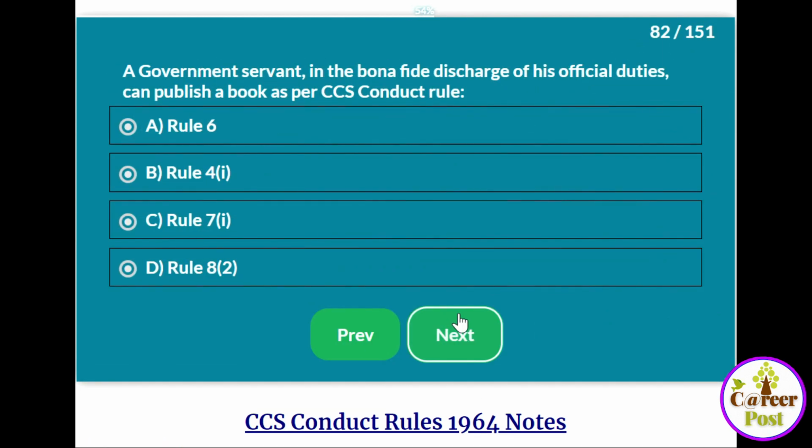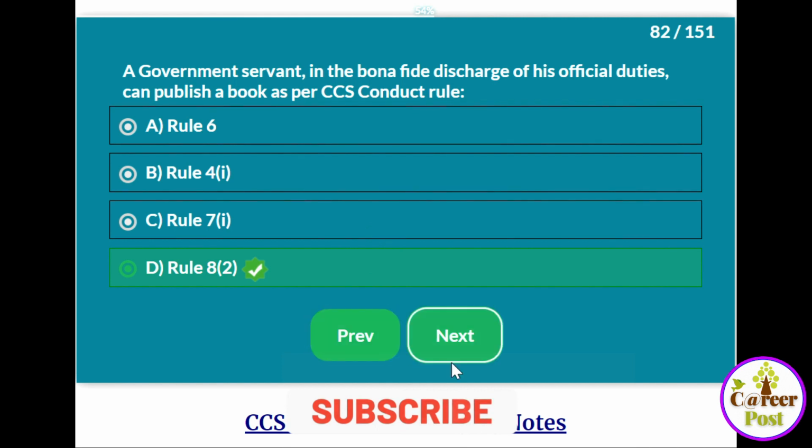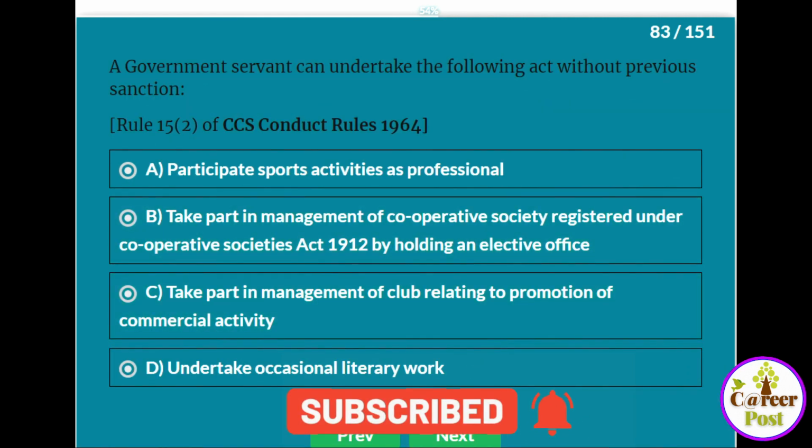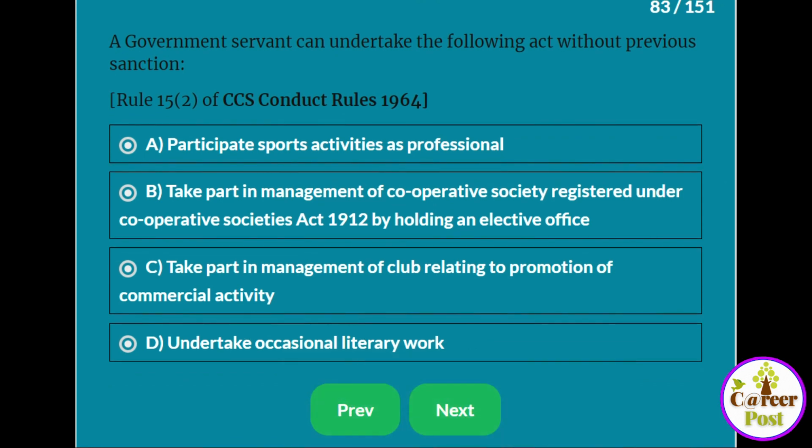A government servant in the bona fide discharge of his official duties can publish a book as per CCS Conduct Rules, Rule 82. A government servant can undertake the following acts without previous sanction: participate in sports activities as a professional, take part in management of a cooperative society registered under the Cooperative Societies Act 1912 by holding an elective office, take part in the management of a club relating to promotion of commercial activity, undertake occasional literary work.